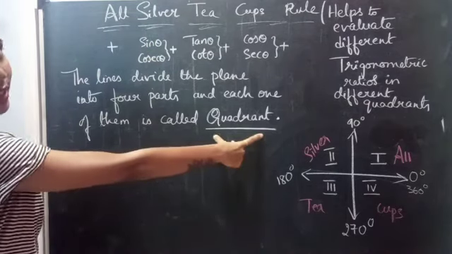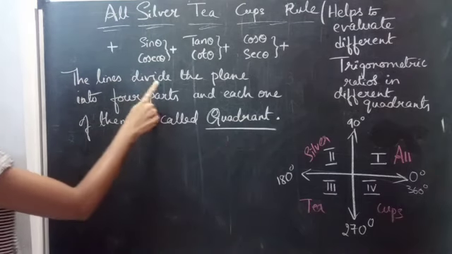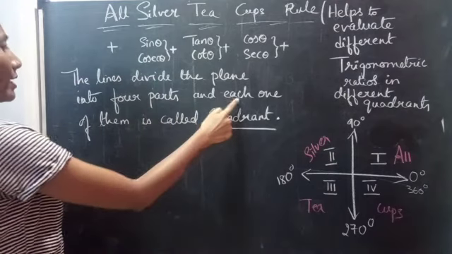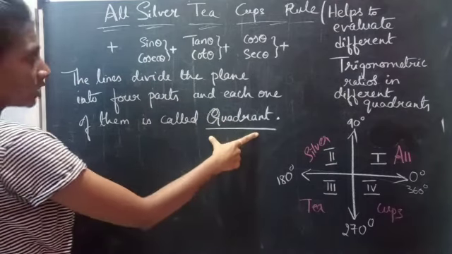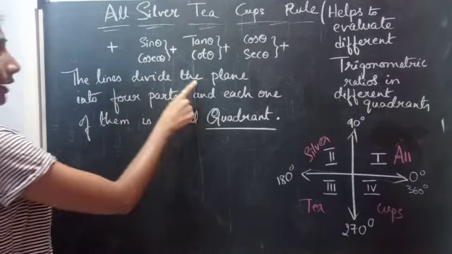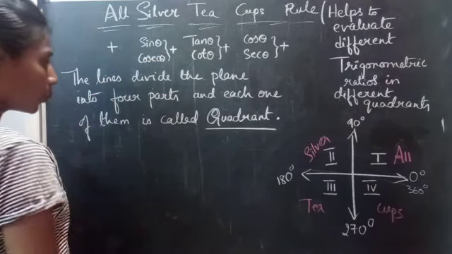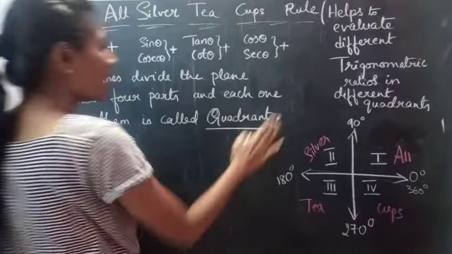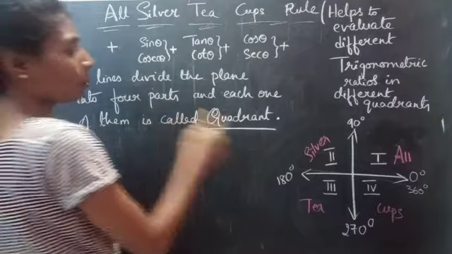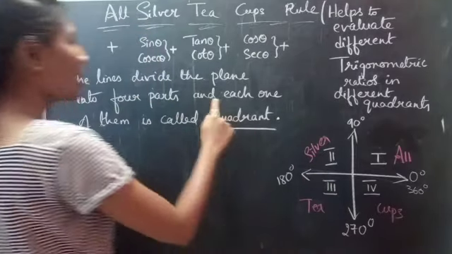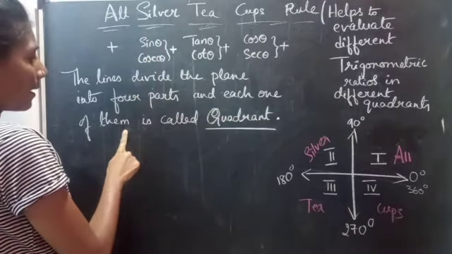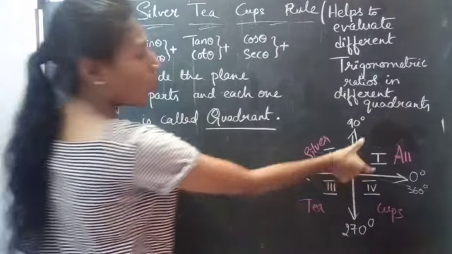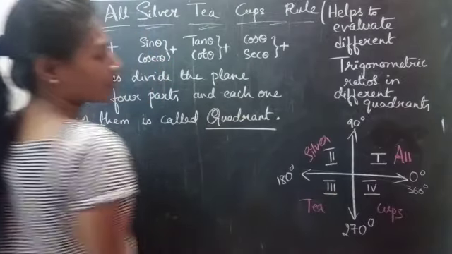What is a quadrant? The lines divide the plane into 4 parts, and each one of them is called a quadrant.